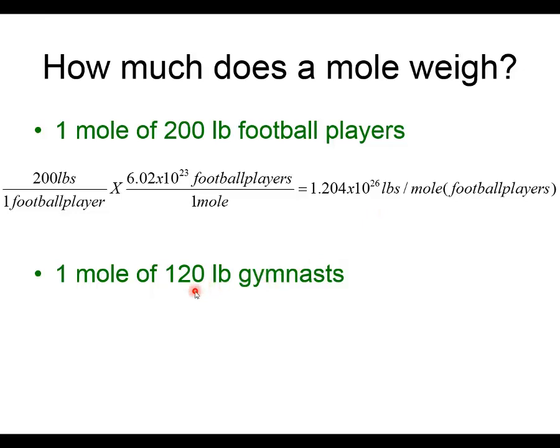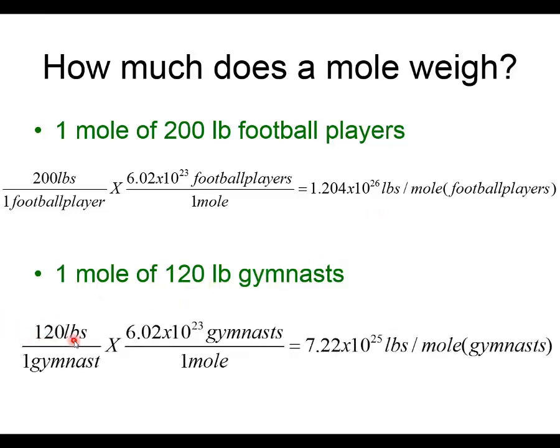Now, if I have 1 mole of 120-pound gymnasts, well, if 120 pounds per gymnast, I can multiply by Avogadro's number per mole. We end up with 7.22 times 10 to the 25th pounds per mole of gymnasts. Notice that the mass for a mole of gymnasts is less than the mass of a mole of football players. That's because the individual object, the football players, is heavier than the individual object of gymnasts being lighter. So the mole quantities also scale up in a similar fashion, where the heavier objects have a greater mole mass and the lighter objects have a smaller mole mass.